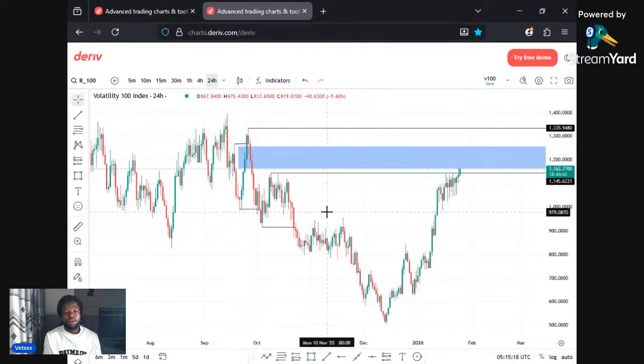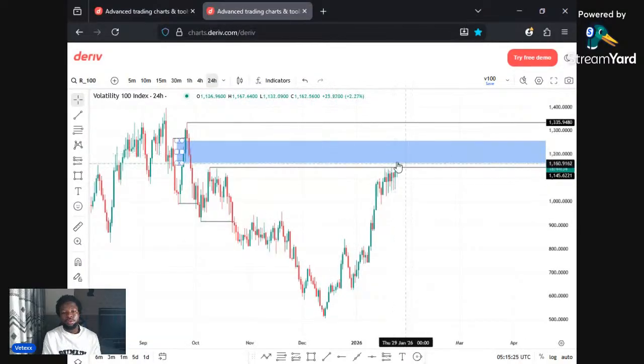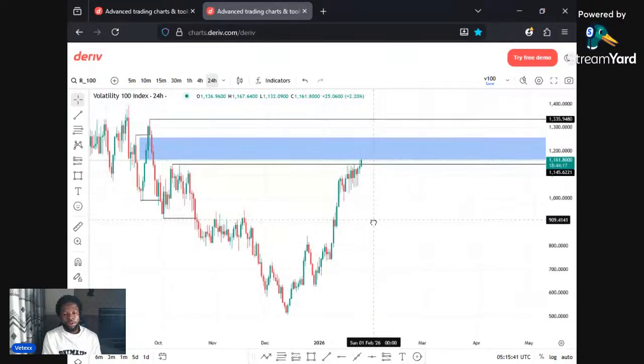POI. Now, rule number 5, price will tap into this point of interest and start moving in the opposite direction. Currently, price is in this point of interest. So what is expected of it to do next is start moving in the opposite direction. Now remember, this is the 24-hour time frame.